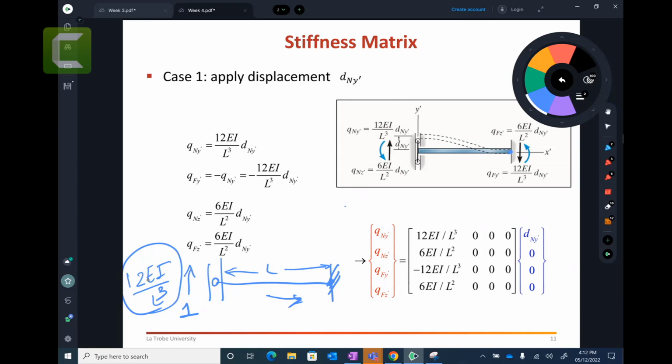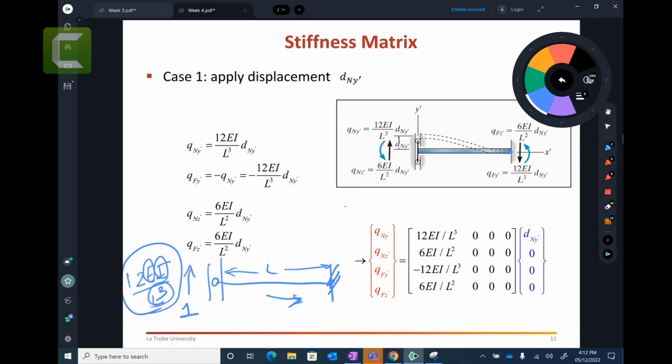If I have more E and more I, I need more force to create this. If your length is increasing, it is inversely proportional. If your length increases, it is very easy for me to do this. If I have a very small length, it is very difficult. If I have a long length, I can easily do it. So that is 12 EI on L cubed.